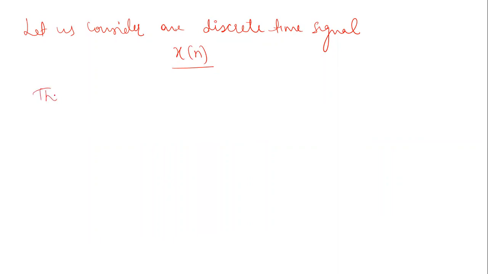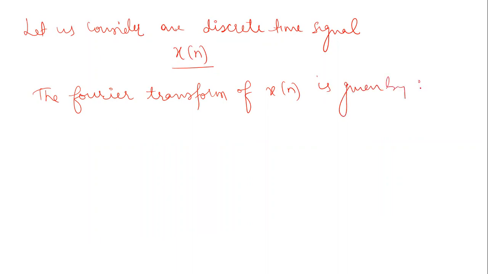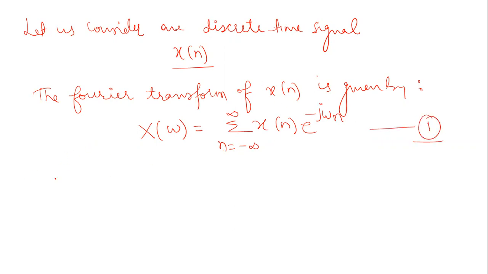The Fourier transform of this, now what will be the Fourier transform, is given by X of omega equal to the summation from n equal to minus infinity to infinity of xn times exponential of minus j omega n. Now let us say this is equation number 1, for example. Now what is wrong with this equation?